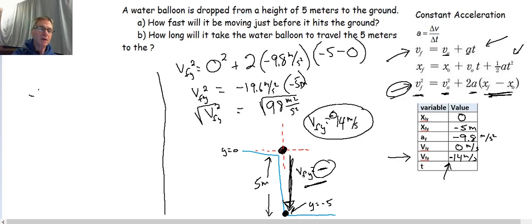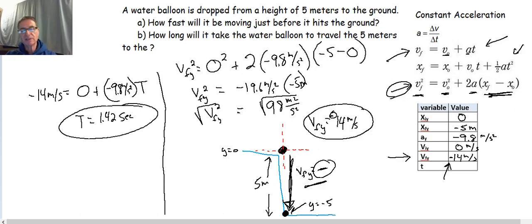So negative 14 meters per second is equal to my initial velocity, which is 0, plus a, which is negative 9.8 meters per second squared, times t. Okay, and now all I really need to do is divide each side by negative 9.8 meters per second squared, and I get t to be a value of about 1.42 seconds. So that's how much time it's going to take the water balloon to hit the ground. Okay, I hope that helps, and we'll see you next time.